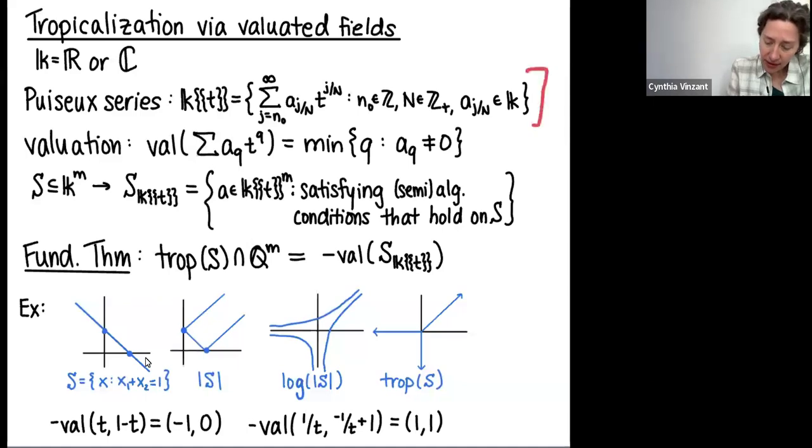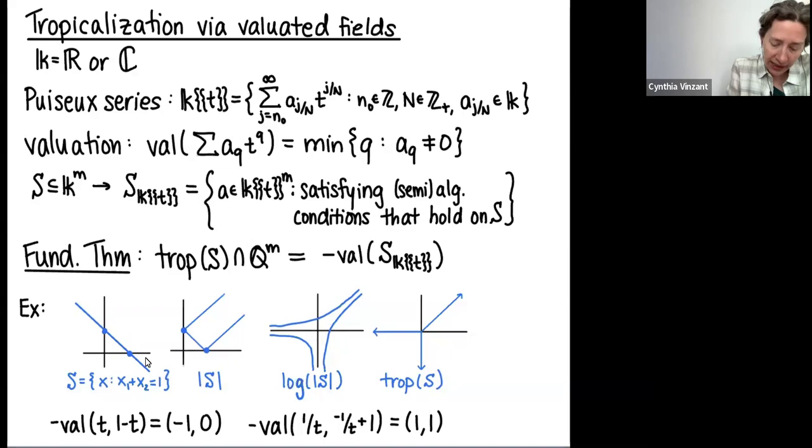This is, in particular, a field with a valuation where the valuation picks off the exponent of the lowest term with non-zero coefficient. So in particular, one can think of this as the order of growth. If you think of t as infinitesimally small, this gives you the order of growth around t equals 0. And there's lots of other lovely fields with valuations that you could use instead of this, but this is the one that I'll focus on today.